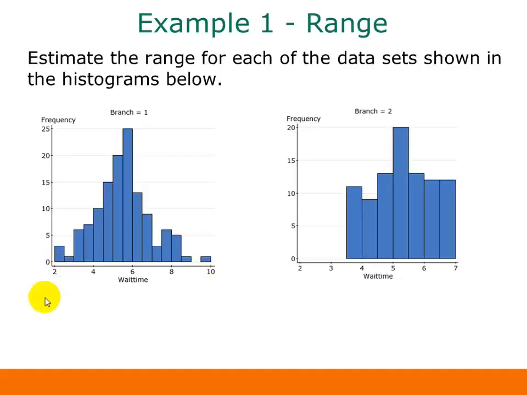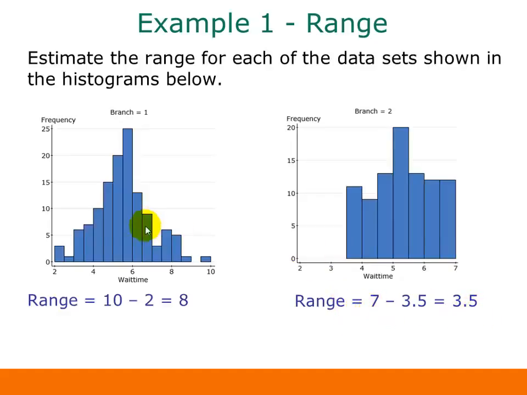So we can estimate the range by taking that largest possible data value, which is 10, subtracting the smallest possible data value, which is 2. So our range estimate here would be 8. Now for the set over here, again, we can estimate that the maximum data value is 7 and that the minimum data value is 3.5. So that would give us an estimate for our range of 3.5.